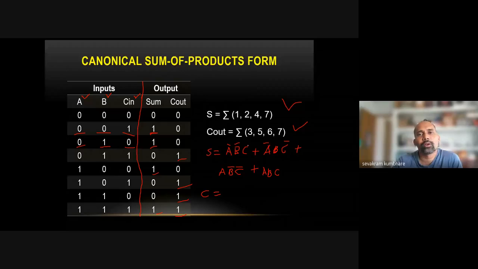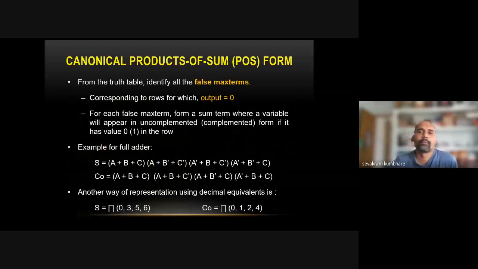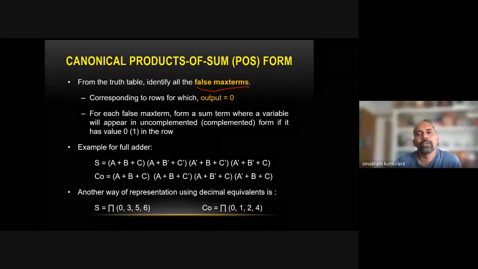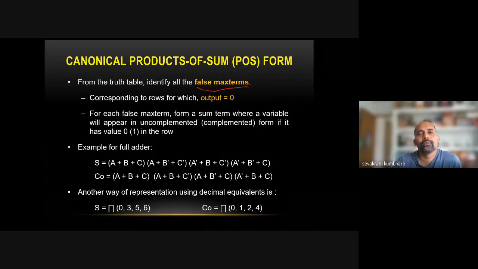Next is product of sum, canonical form. In this, we need to consider the false maxterm. In sum of product, we consider the true minterm. In product of sum, we need to consider the false maxterm. False maxterm means we need to consider those terms which have output equal to 0. False is 0, true is 1, right? So we need to consider those rows which have output equal to 0.